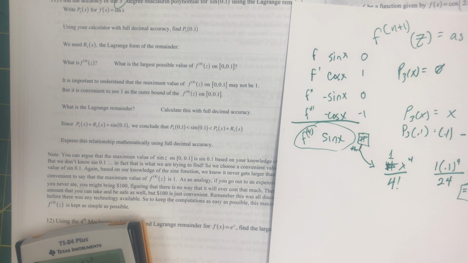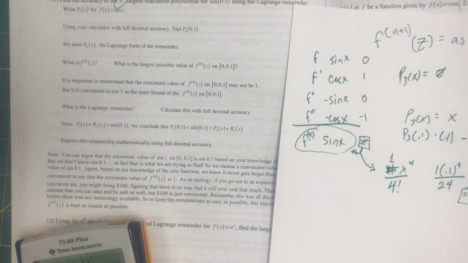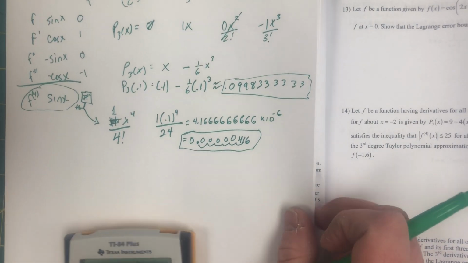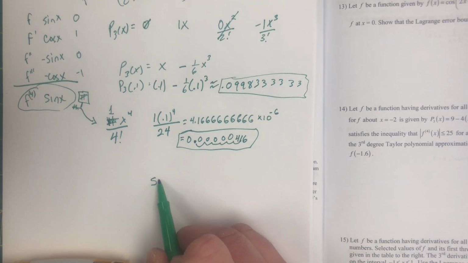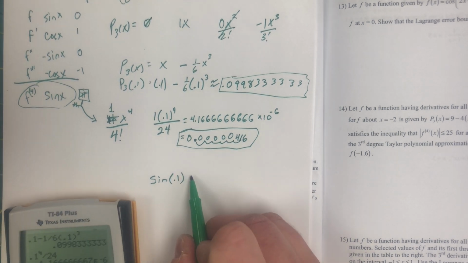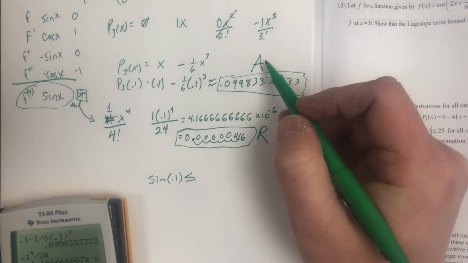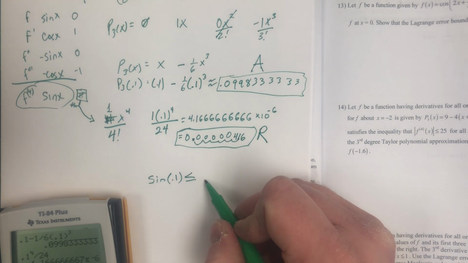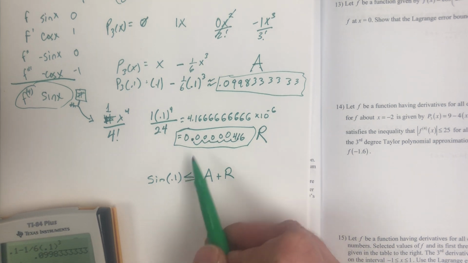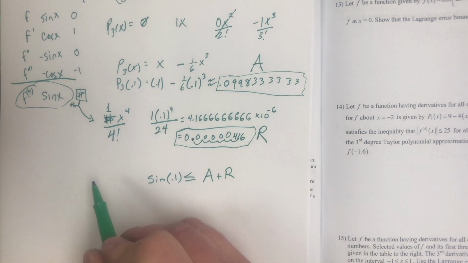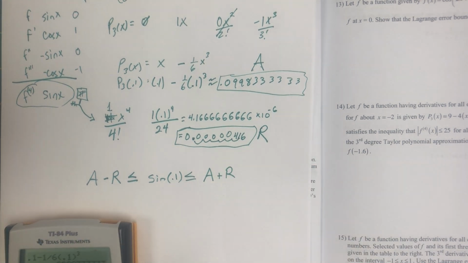So if we wanted to talk about the possible values of sine of 0.1, we could say that sine of 0.1 is less than or equal to, I'll call this A and I'll call this R. That, like, instead of writing the whole decimal, this A number, if I take that A number and I add our remainder onto it, if I add those together, that is the biggest sine of 0.1 could possibly be. And then if I take A and subtract R from it, that's the smallest it can possibly be. And so we know sine of 0.1 is going to be wedged somewhere between these two values.